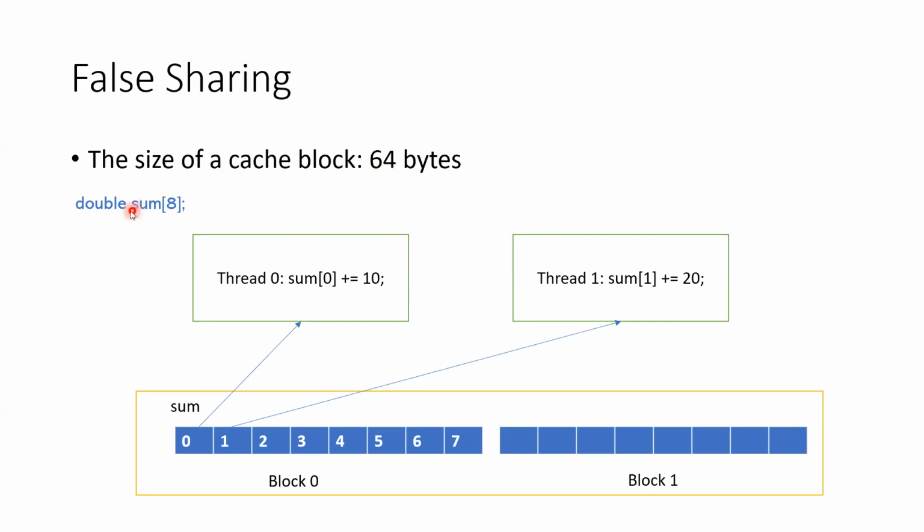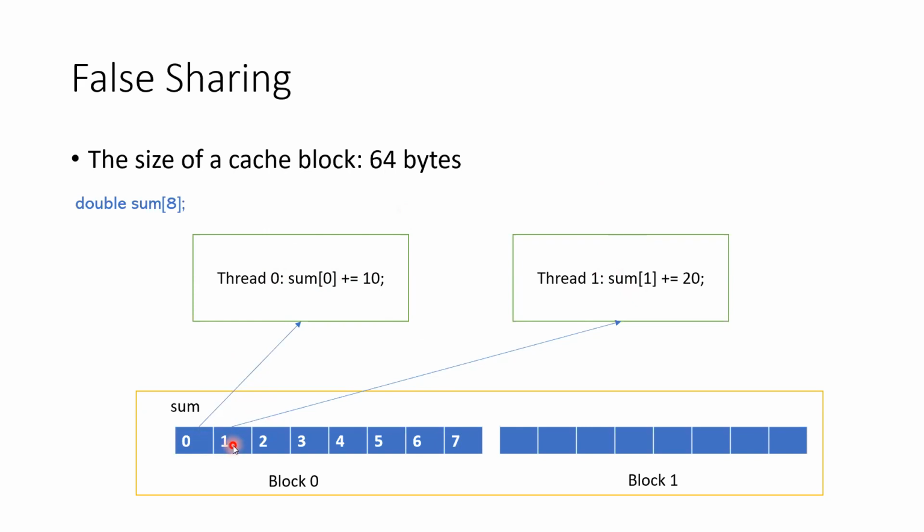And when you declare this array, they are fitting into the size of one cache block. 64 by 8 is 8, so there are 8 elements in one single cache block. And when say thread 0 is writing its partial sum to that sum of 0 index, it will be writing to the first location of this. The second thread will be writing to this location.